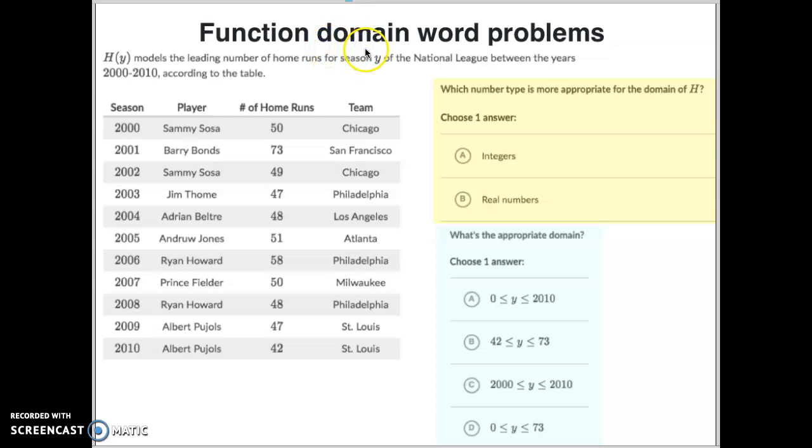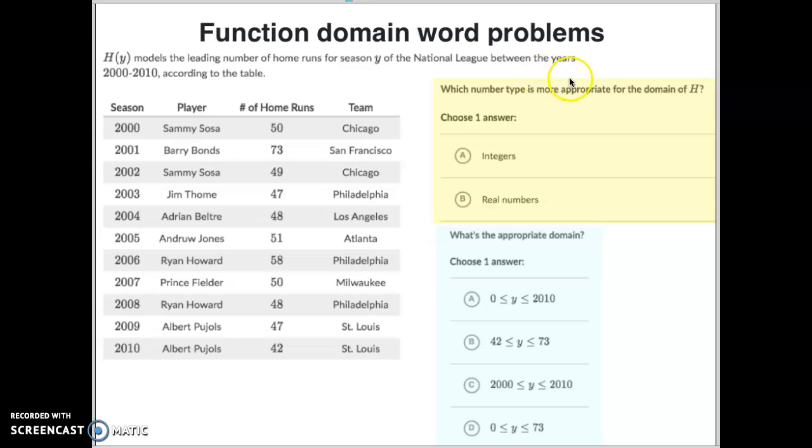Okay. Y, or number of home runs for the season Y by National Leagues between 2000 and 2010. So Y stands for which season it was. I'm sorry, X stands for which season it was, or your domain, which I get confused because it lists it as Y, which is a little confusing. So just be careful of that. So your true X coordinate or domain is what season it was. Your y coordinate, which is the outcome, was how many home runs were hit during that.